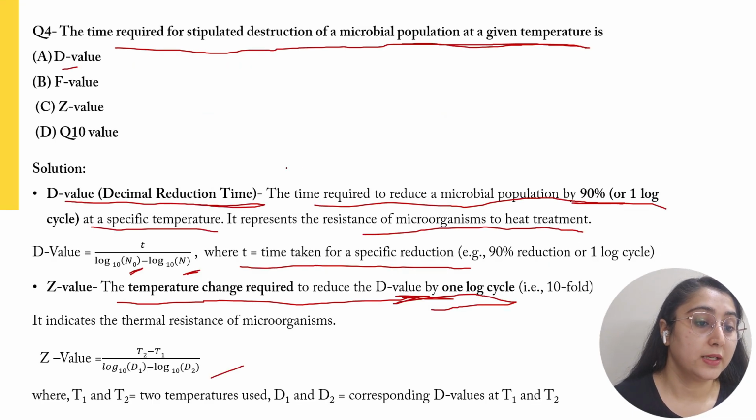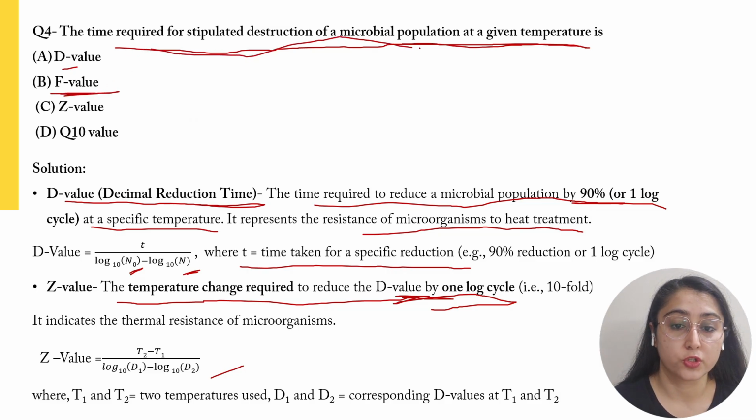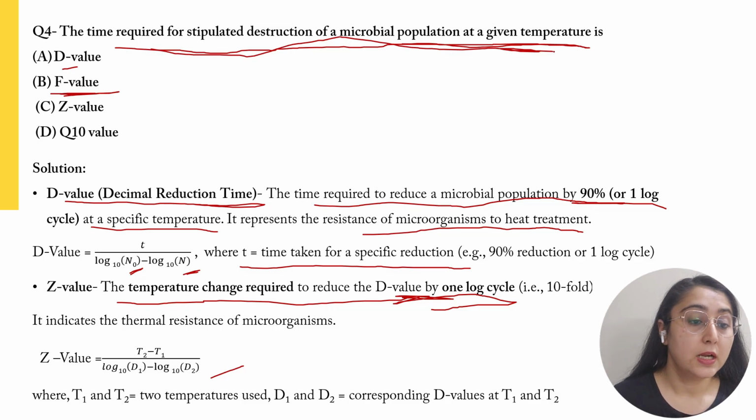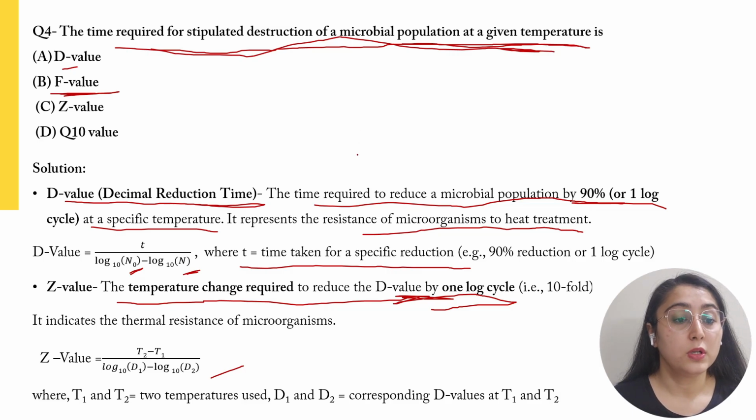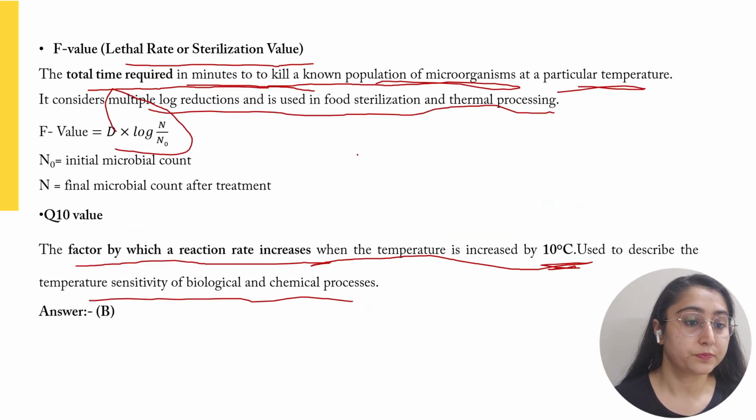So when we go back, the correct answer to this question is F values, as we have just studied, that it is basically the time which is required for the destruction of microbial population at a given temperature. If you want to learn this topic in more detail, you can refer to our video, for which we will attach the link in the description box.